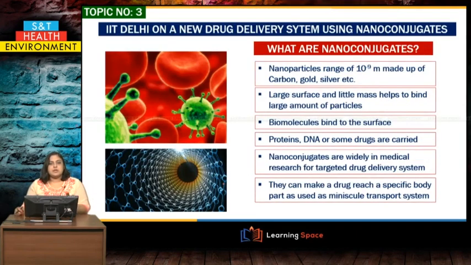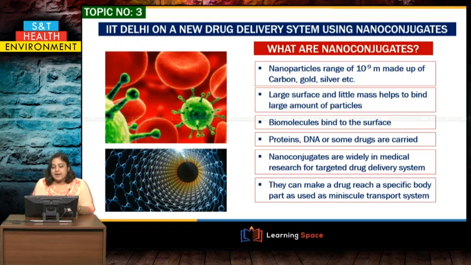So let us come to the nanoconjugates. IIT Delhi is working on a new drug delivery system. Researchers from IIT Delhi have developed a novel generation of nanoconjugates. Nanoconjugates means nanoparticles bound to some biomolecules.